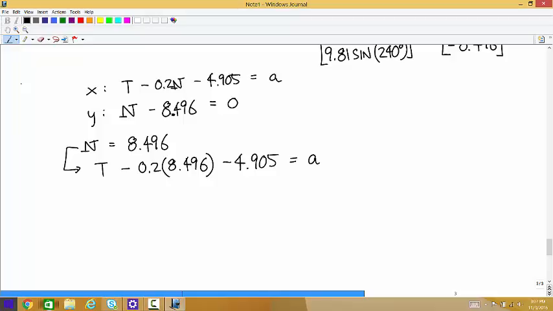And I'll rewrite this as T minus A is equal to 4.905 plus 0.2 times 8.496. Can someone tell me what that all comes to? 6.6042. Okay.